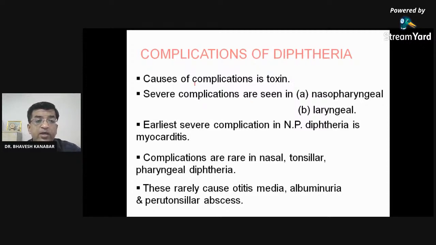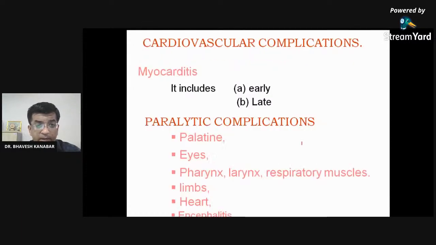Complications of diphtheria are because of the toxins liberated from Corynebacterium diphtheriae. Severe complications can be seen in the nasopharyngeal and laryngeal forms of diphtheria. The earliest severe complication of nasopharyngeal diphtheria is myocarditis. There are also rare complications, but we are not going into the detail of them. Just remember that myocarditis can be the earliest severe complication, and rarely there can be otitis media and albuminuria. Just remember the name of this complication, myocarditis.